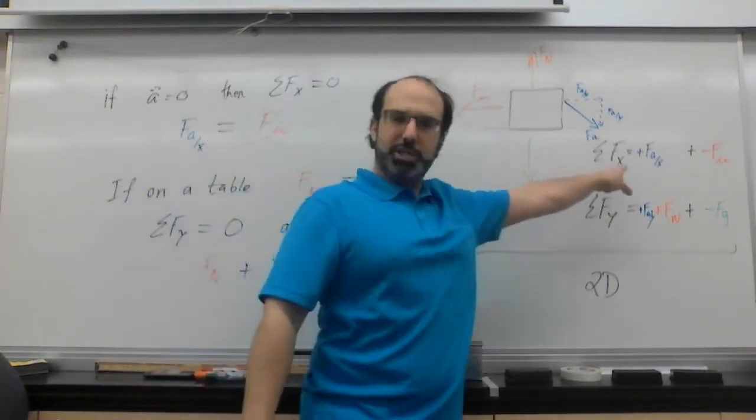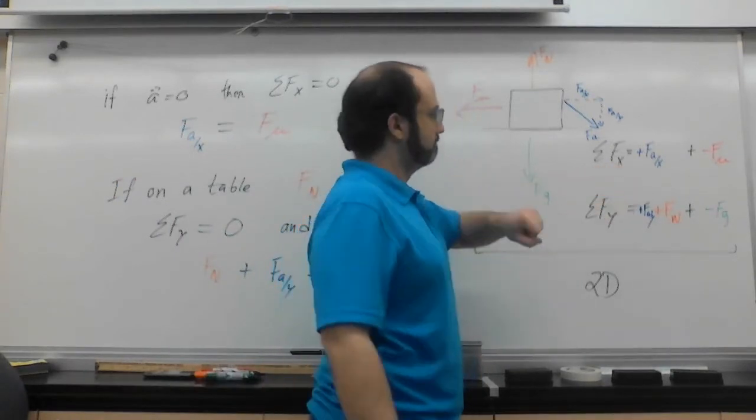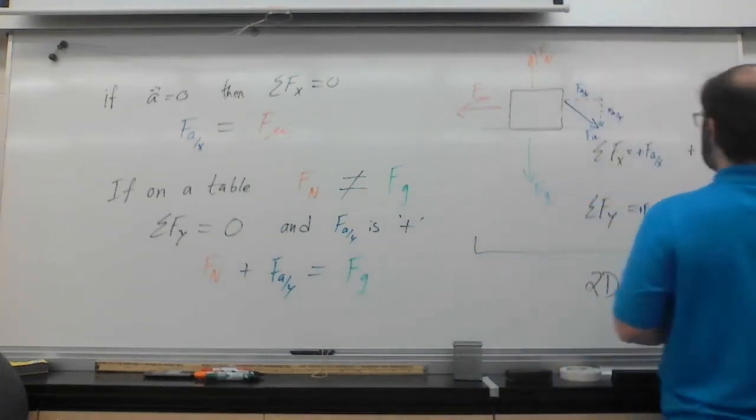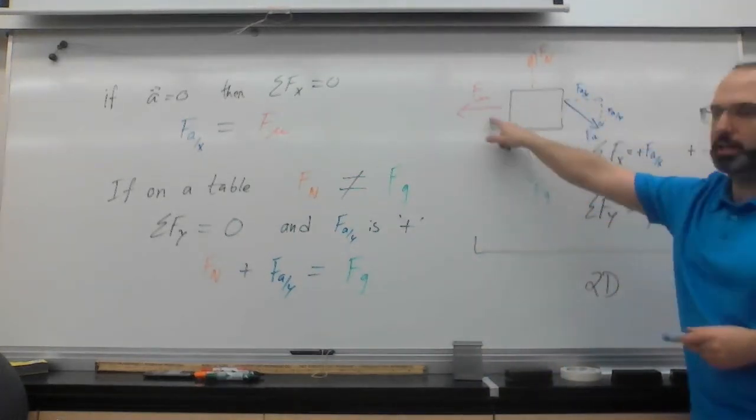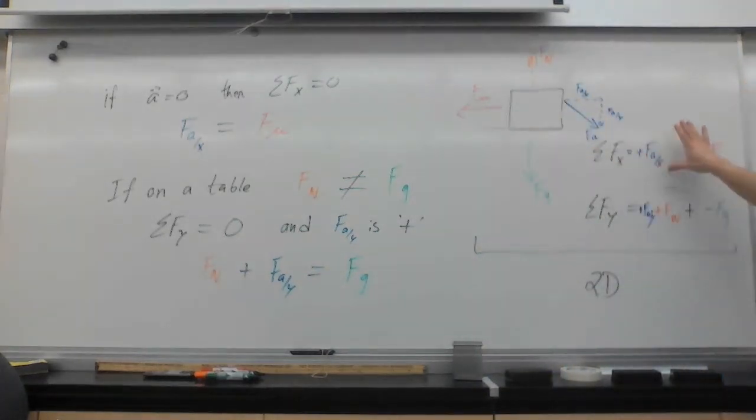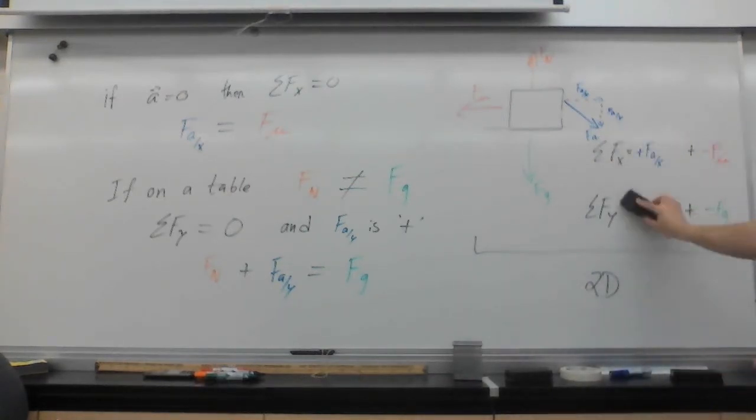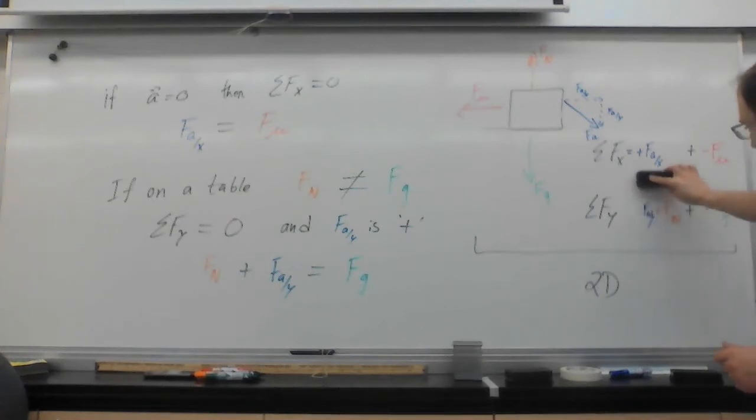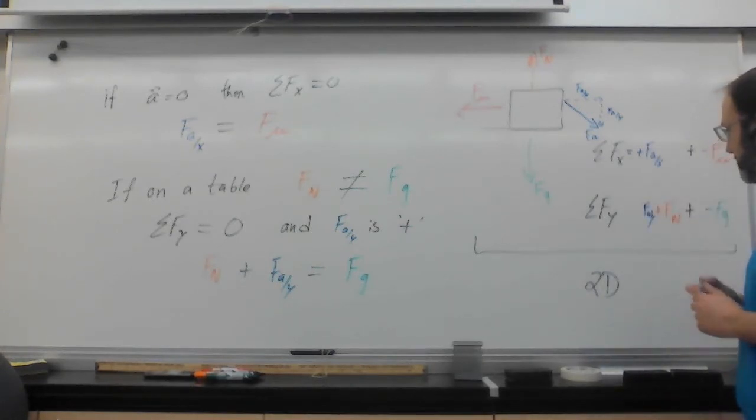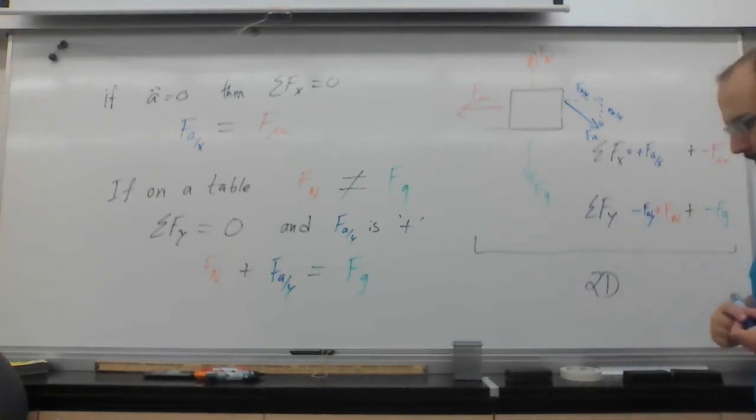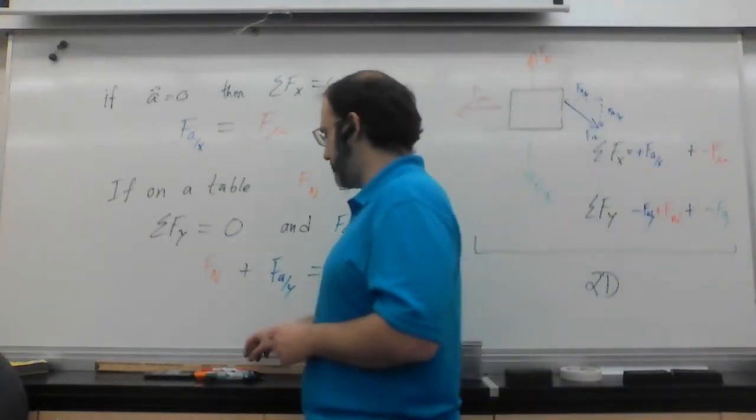Okay, does that change this at all? No, there's no difference, right? It's still this being positive and this being negative. So this part stays 100% the same. But what about this part? This is going to be different because now FAY is pointing down. It's negative. What does that mean, it's negative?